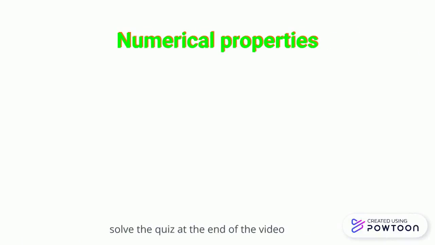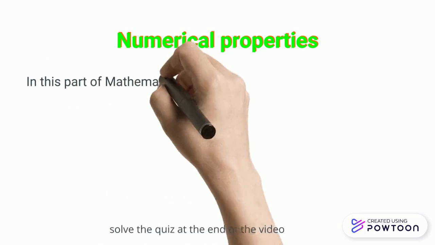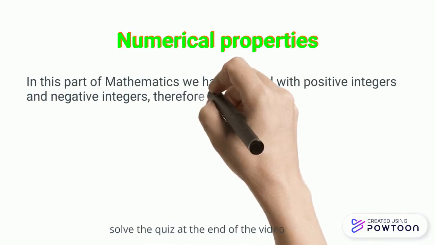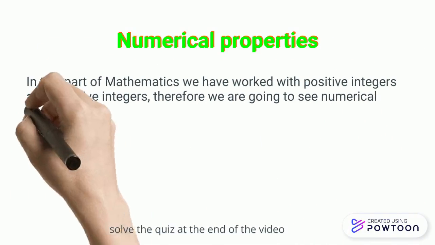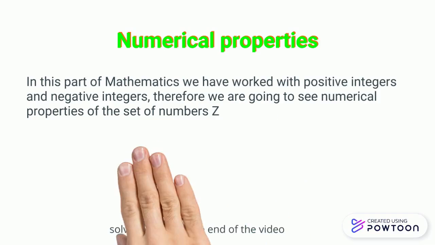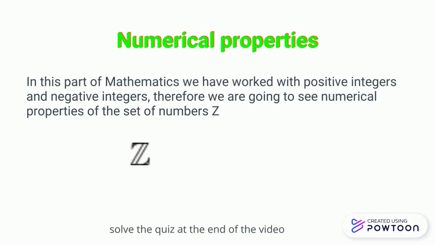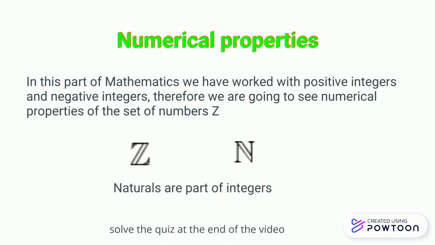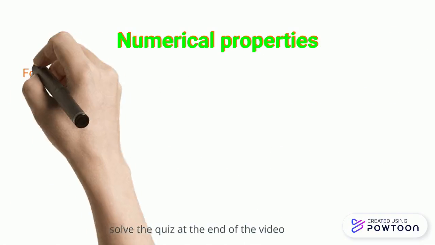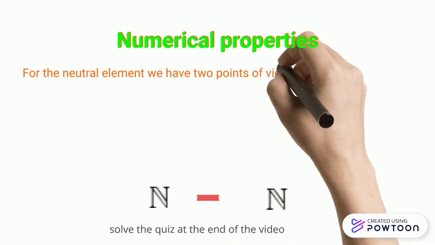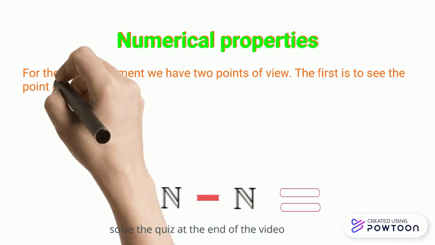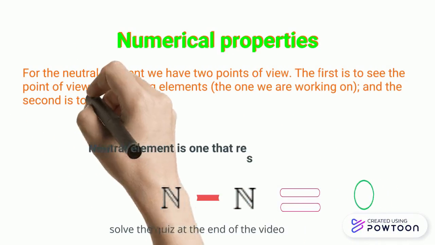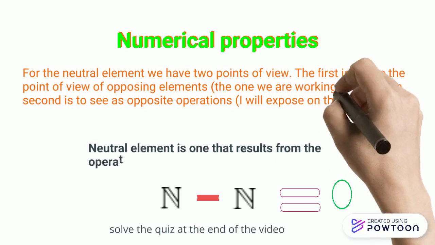In this part of maths, we work with positive integers and negative integers. Therefore, we are going to see numerical properties of the sets of numbers that we have available so far, the integers. And if we have integers, we have the natural ones. For the neutral element, we have two points of view: as opposite elements, the one we are working on, and as opposite operations, which I will discuss later.